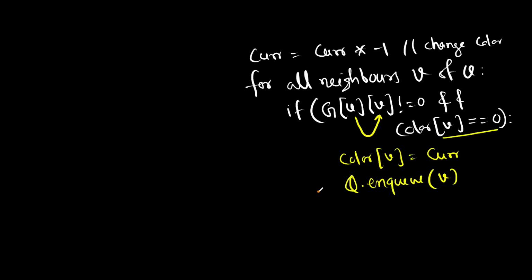Now there is a second condition. And what is that second condition? If there is an edge from u to v, but u and v are of the same color. And what is going to happen in that case? If two vertices are of the same color and they are neighbors, we need to return false. And why so? Because in that case, we cannot color these two vertices with the same color. And that's why the graph will not be bipartite.